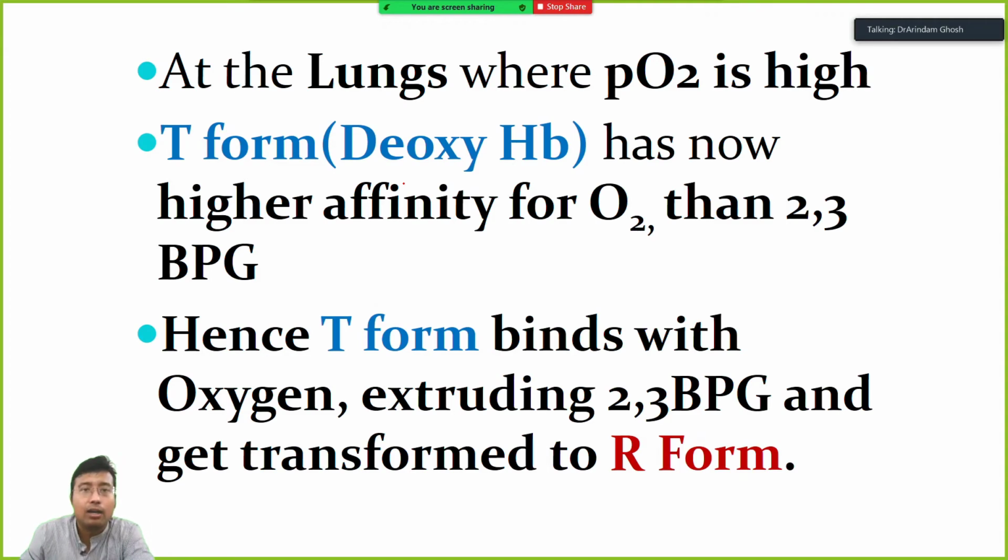So at the lungs, where PO2 is high, the T form, basically this is hemoglobin. Okay, T form, अभी क्या है? जब ऑक्सीजन हाई है, then it has got a high affinity for oxygen. अभी इसको 2,3-BPG नहीं चाहिए, right?